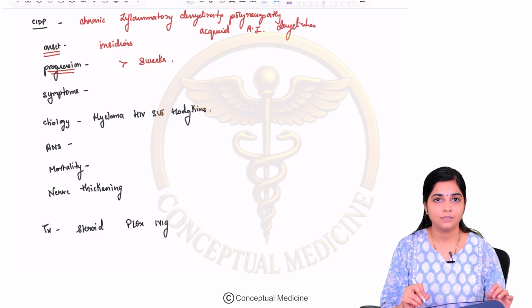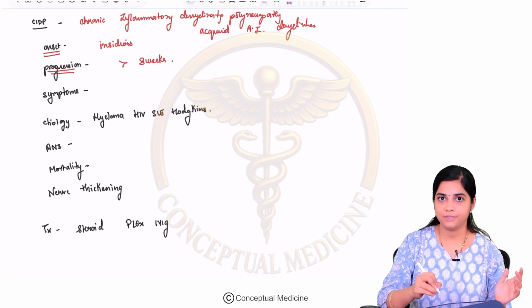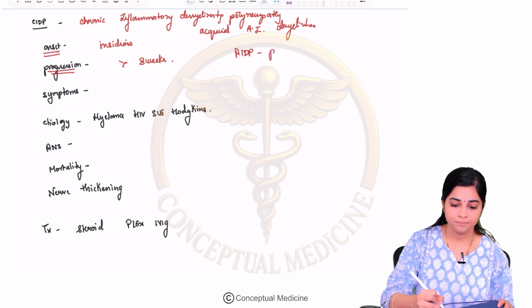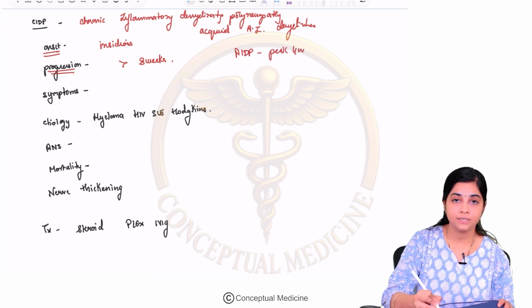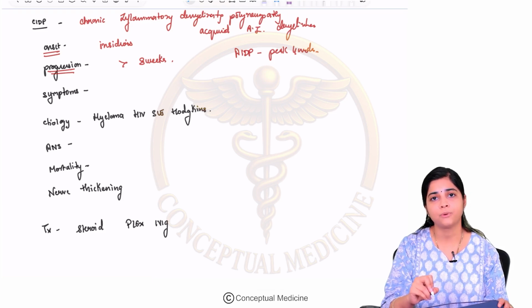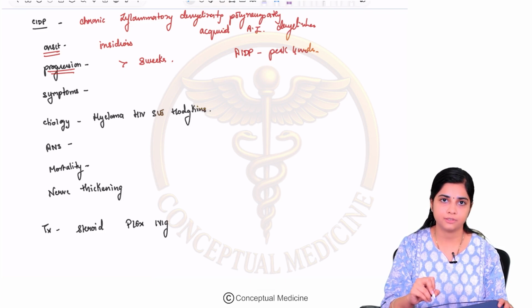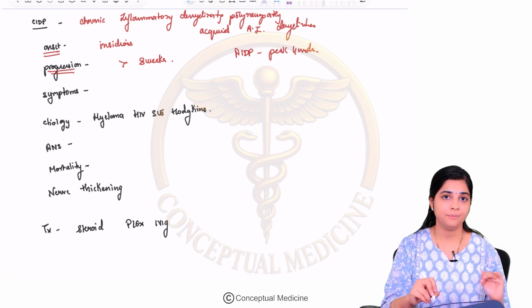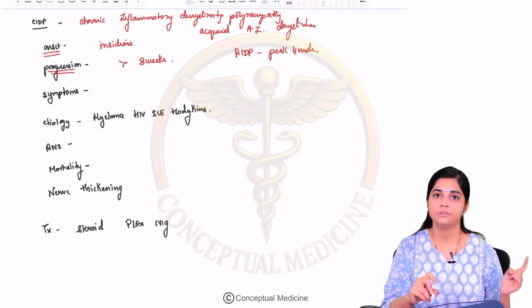Because in GB syndrome, like we had mentioned in the Brighton's criteria, AIDP has a peak of 4 weeks, and once 4 weeks has been reached, AIDP generally does not progress any further. It reaches its peak within 3 to 4 weeks, whereas CIDP symptoms can continue to progress.